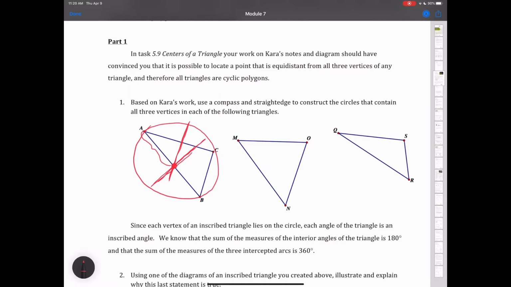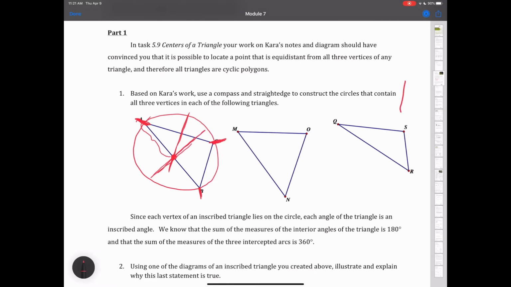Since each vertex lies on the circle, each angle of the triangle is an inscribed angle. We know that the sum of the measures of the interior angles of a triangle is 180 degrees, and that the sum of the measures of the 3 intercepted arcs is 360 degrees. So what we're looking at is from here to here, plus from here to here, plus from here to here is 360 degrees.